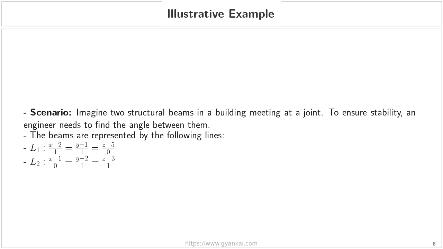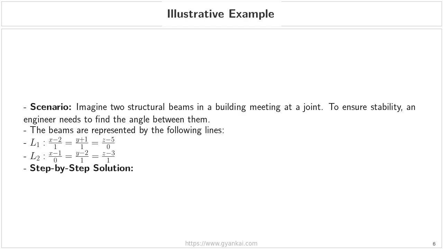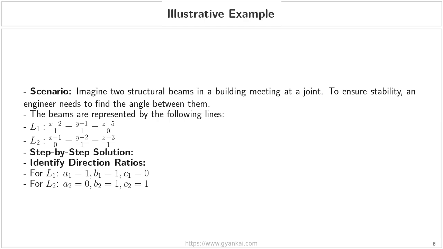The first line, L1, is given by the equation (x minus 2) over 1 equals (y plus 1) over 1, which equals (z minus 5) over 0. The second line, L2, is represented as (x minus 1) over 0 equals (y minus 2) over 1, which equals (z minus 3) over 1. Let's walk through the solution step by step, just as we practiced in the previous slides. First, we need to identify the direction ratios. Remember, as we discussed earlier, we only care about the denominators.